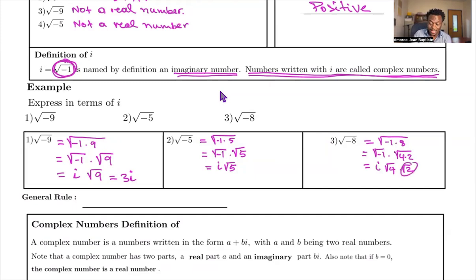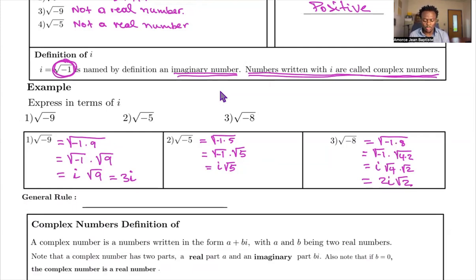The square root of 2 is not a perfect square, but we don't want the decimals, so we're just going to keep the square root of 2. But the square root of 4 is 2, so that's 2i square root of 2 for the square root of -8.